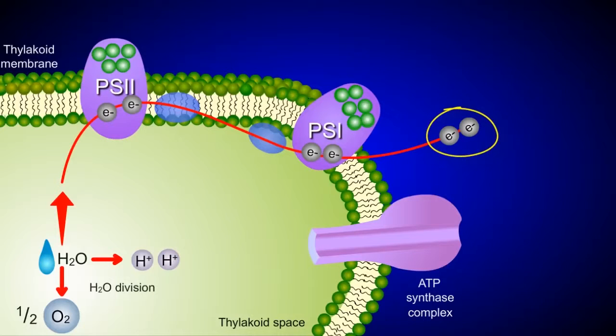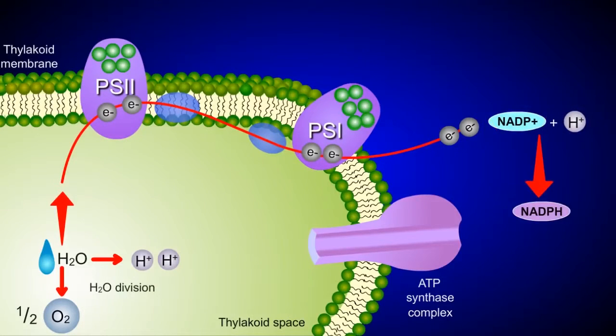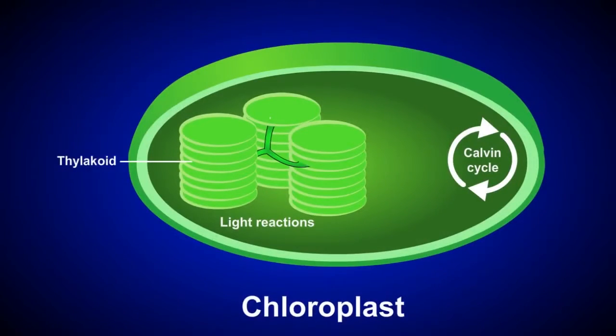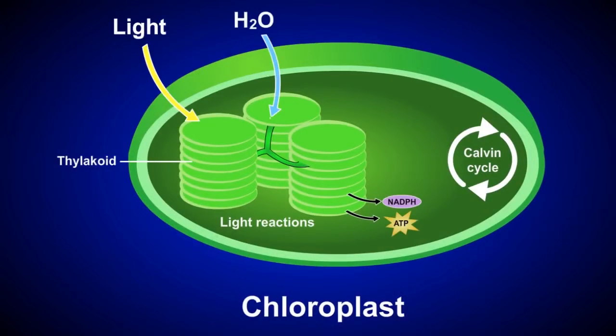The energized electrons and the hydrogen ions are used to reduce NADP+ to NADPH. Let's zoom back out to review the light reaction. We use light energy and water to produce ATP and NADPH. Oxygen gas is released as a byproduct.